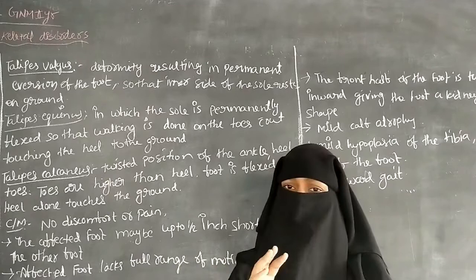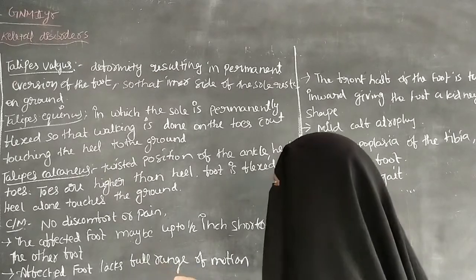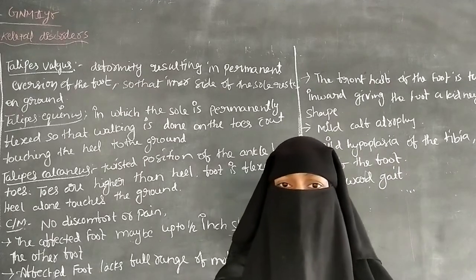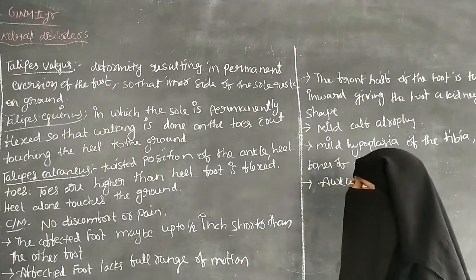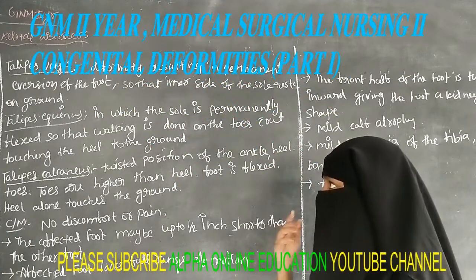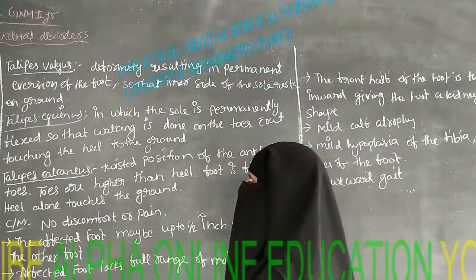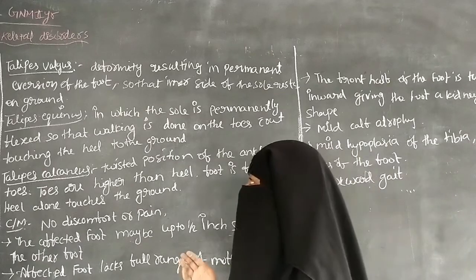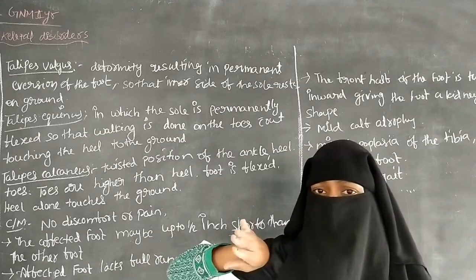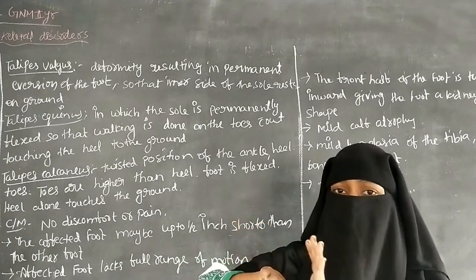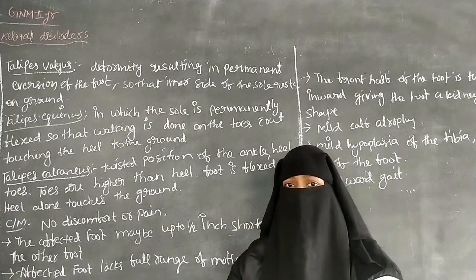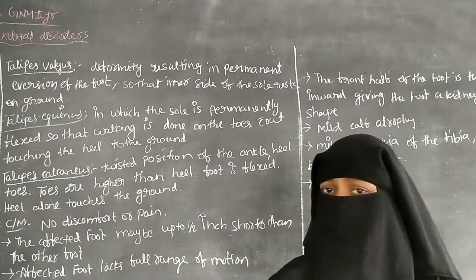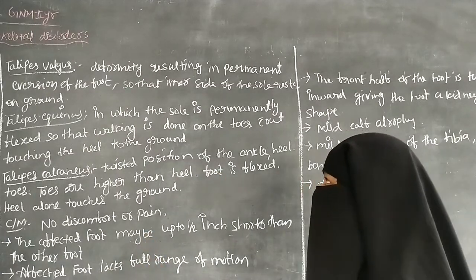So the foot is twisted outside of the body, and the inner part of the sole rests on the ground, while the foot is everted outside of the body. That is why it is called Talipes valgus. Talipes valgus means a deformity resulting in permanent eversion of the foot. Eversion means outside of the body, and the inner side of the sole rests on the ground.